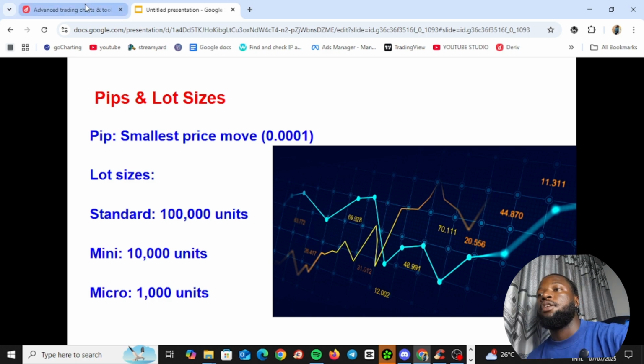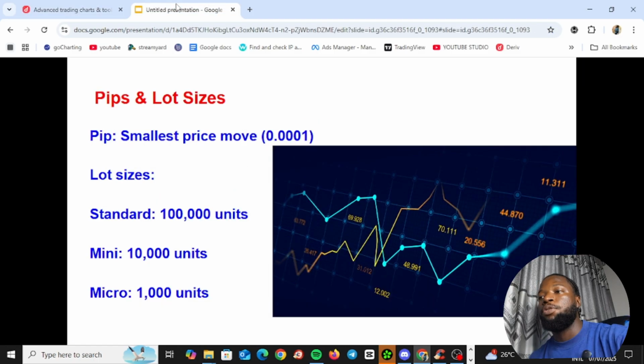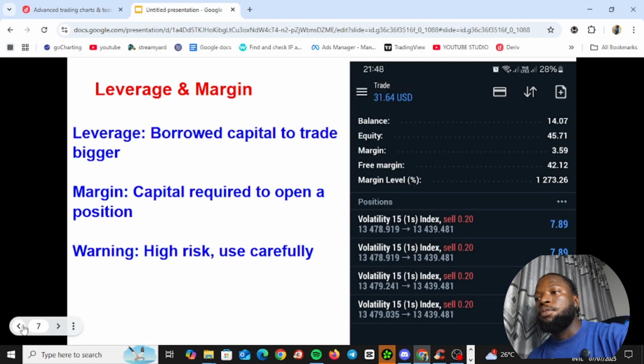Okay, take for example, I'm using a one standard lot size for this trade. Let me show you a practical example. I'm using a one standard lot size for this Volatility 15 1s. If price moves by 1 pip, I'm going to be making $10 for each move. You can see here I'm using 0.20. So if price moves by the pips, with the lot size I'm using, if I do the calculation, that's the money I'm going to be making, my running profit here. The same thing with the rest of it.